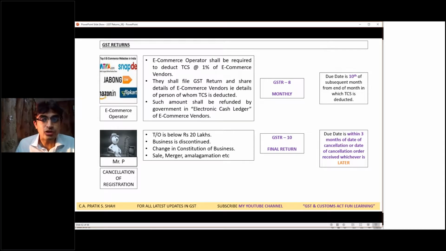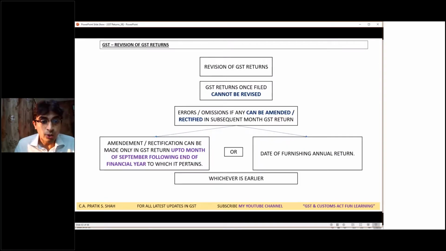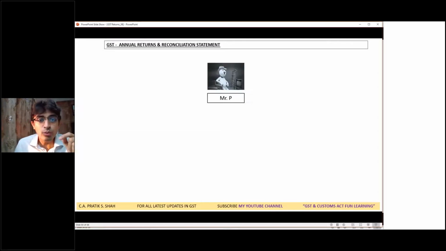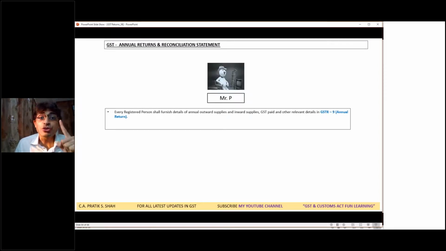So all these returns are important, which you need to understand, and you need to remember the due date, because now your exam is objective oriented. Okay? Chalo. Now you people all have to file one more thing. Every person has to file one annual return. And tomorrow I will explain you audit also how it happens. So every registered person will have to file annual return.